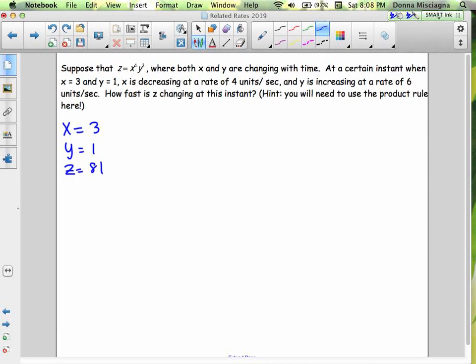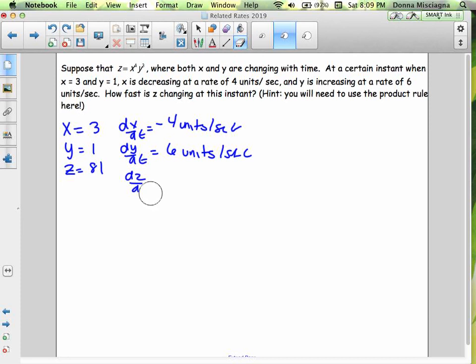But if you want, we can write it down. And dx dt is decreasing at a rate of 4 units per second, so that'd be negative 4 units per second. dy dt is increasing at a rate of 6 units per second, so dy dt equals 6 units per second. And dz dt is what we're looking for. So obviously none of these are staying constant.